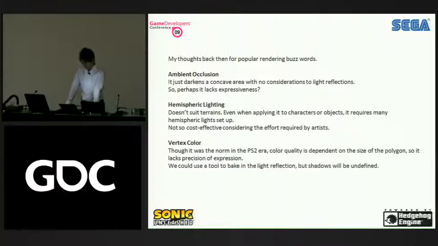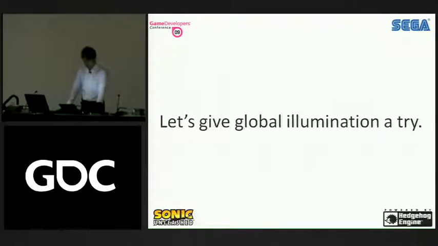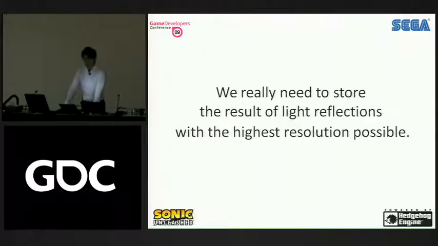Now, vertex color, though it was the norm in PS2: color quality is dependent on the size of the polygon, so it lacks precision of expression. Certainly, Maya or 3ds Max can be used in order to bake in the light reflection, and that would allow us to see something that's GI-like, but the shadows will still be undefined. So, we decided to give global illumination a try.